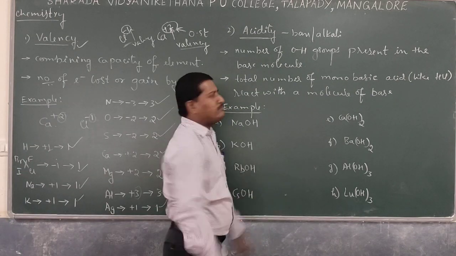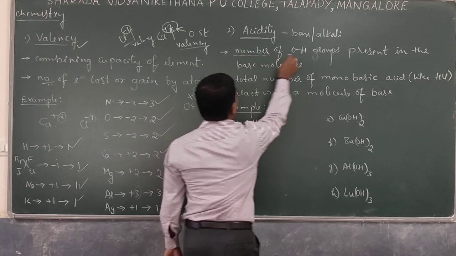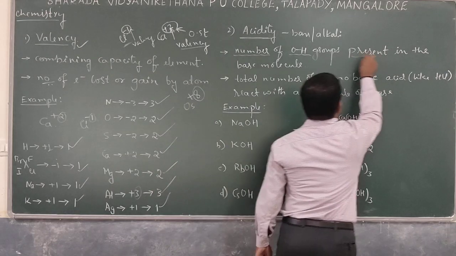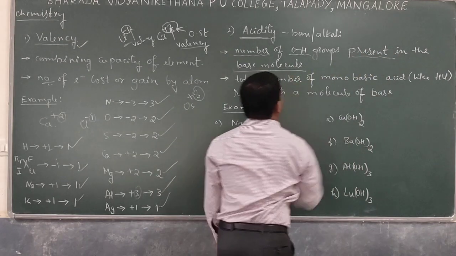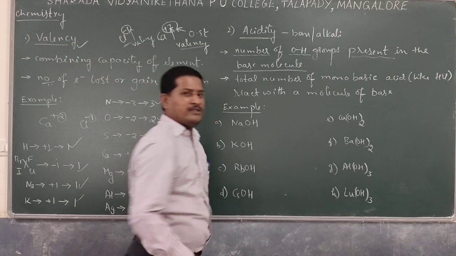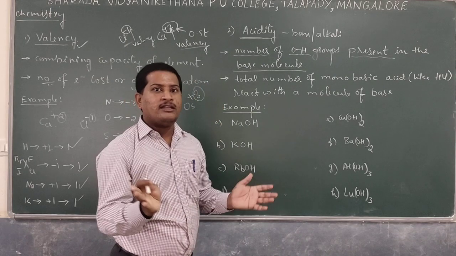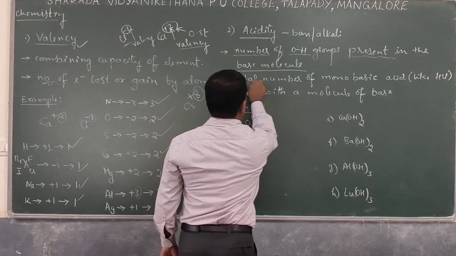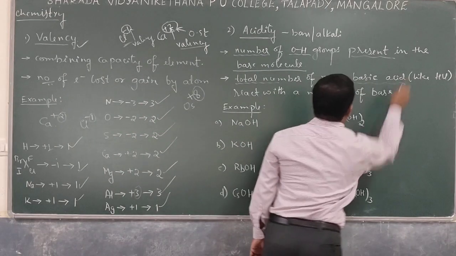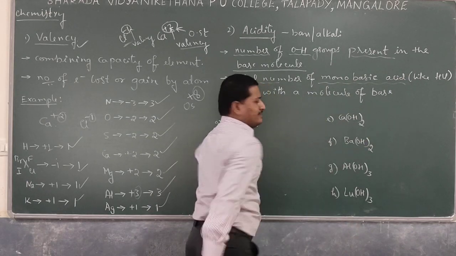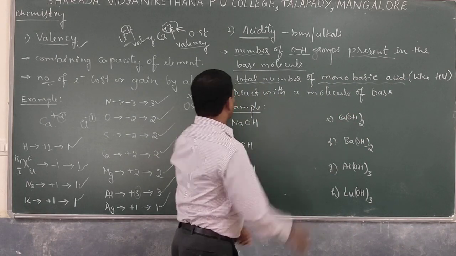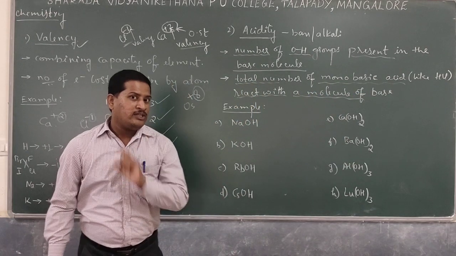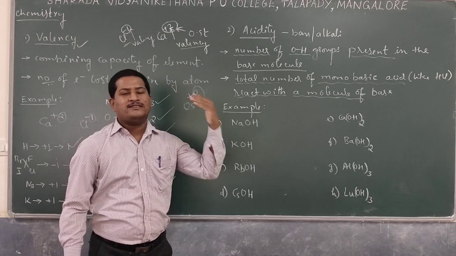What does it say? Very simple. It tells about the total number of OH groups. The OH group is called the hydroxy group, present in a base molecule. That means in one base molecule, how many OH groups are present? Or simply we can say, it is the total number of monobasic acid molecules, like HCl, HBr, that are going to react with one molecule of a base.